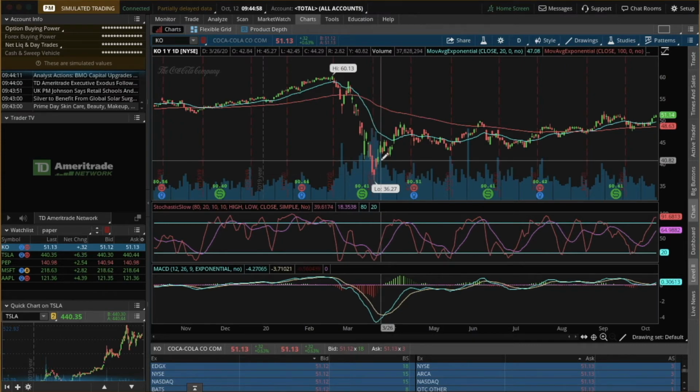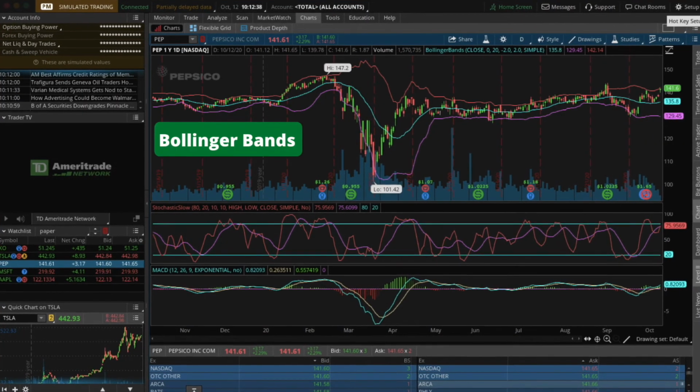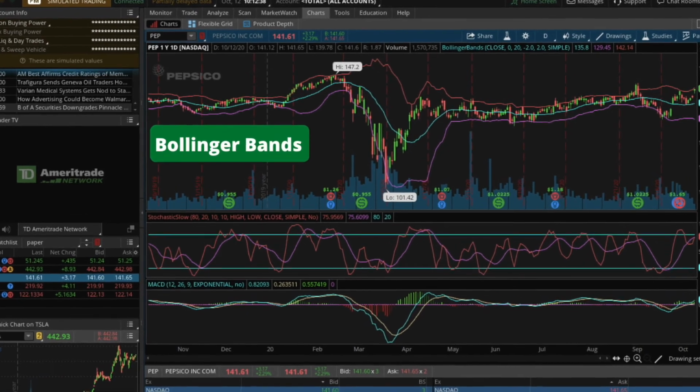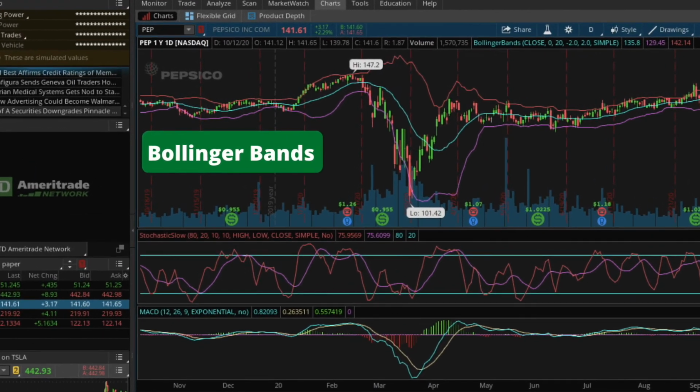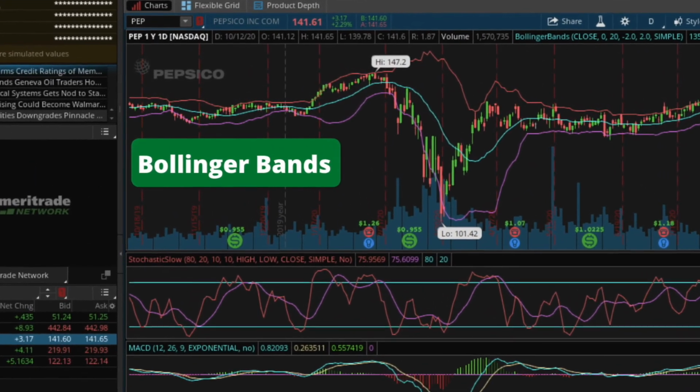Indicators, however, will never be a sure thing. Indicators are just guidelines you use to do technical analysis. Some notable indicators that investors also use are Bollinger Bands and Fibonacci retracement levels.